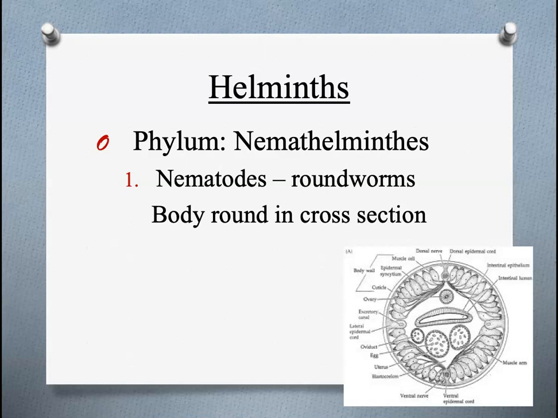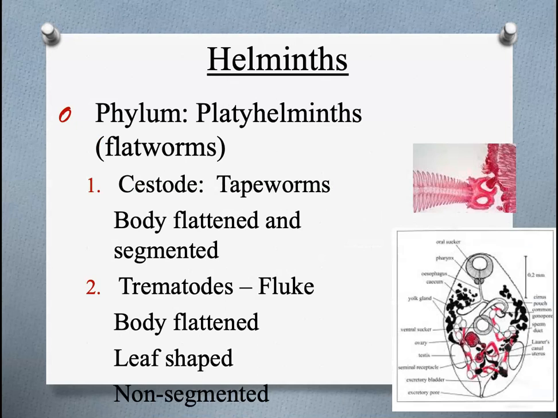So there's two main phyla, the nemathelminths and the platyhelminths. Of the nemathelminths, the only class we'll be talking about are the nematodes, which are the roundworms. And these are the first set of lectures. They are focused on the roundworms. And they're named because in a cross section they have a round body, as opposed to the flatworms or the platyhelminths.